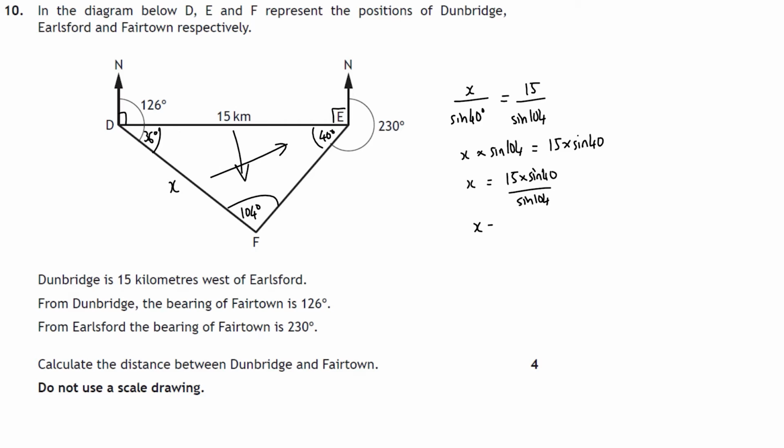And that gives our missing value for x. So it's 15 times, let's try again, 15 times sine 40 first, and then we're dividing by sine 104, which should give us 9.94 to 2 decimal places. So 9.94 kilometres. No rounding specified in this question, so we'll leave our answer to 2 decimal places.